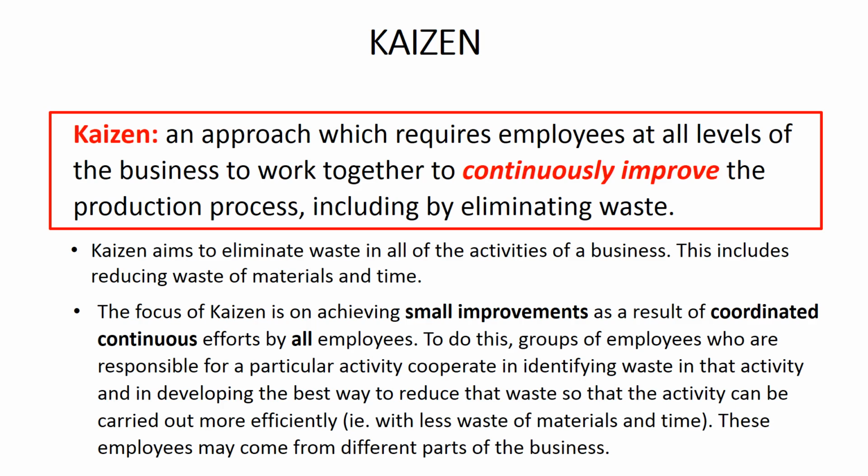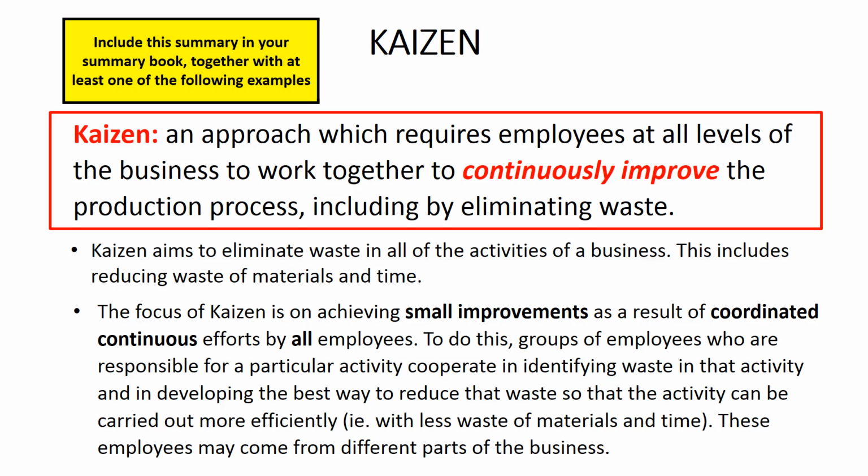To do this, groups of employees who are responsible for a particular activity cooperate in identifying waste in that activity and in developing the best way to reduce that waste so that the activity can be carried out more efficiently, that is, with less waste of materials and time. The employees who make up these groups can come from different parts of the business. Please include this summary in your summary book together with at least one of the following examples of Kaizen.